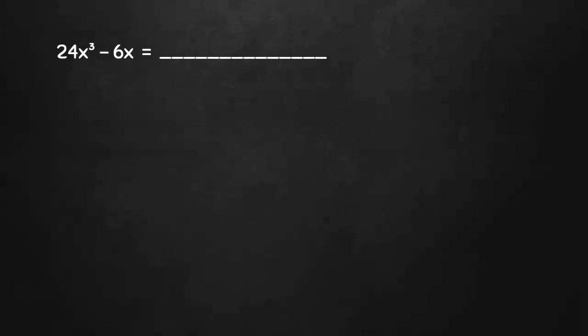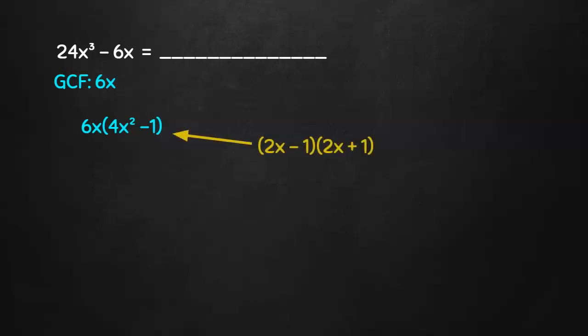If we look at a different example, here you have a binomial, and what you should see is that you could actually factor out a GCF. And that's going to get us a 6x on the outside and then a 4x squared minus 1. What you should see is that you actually have a difference of perfect squares.